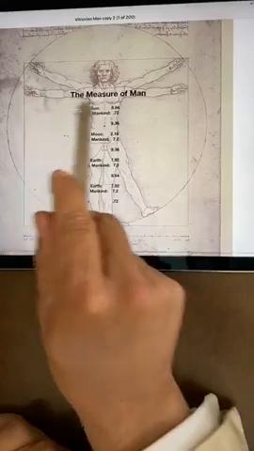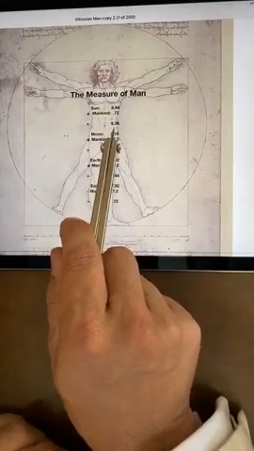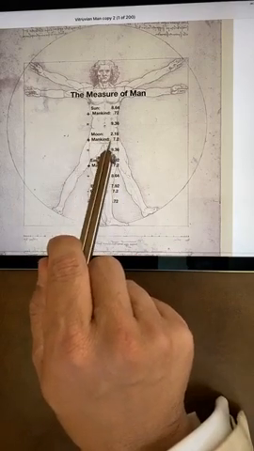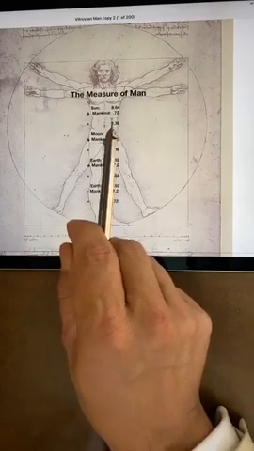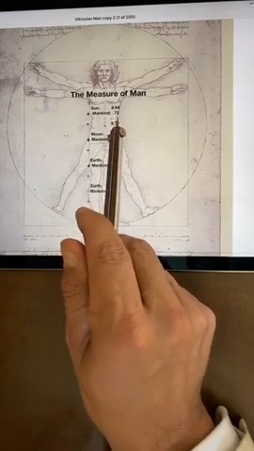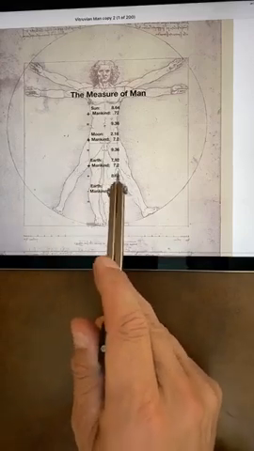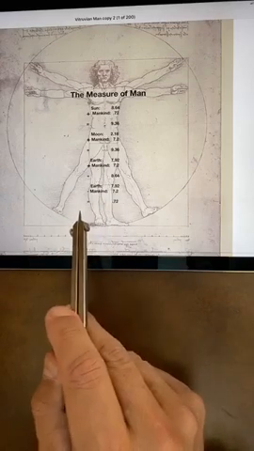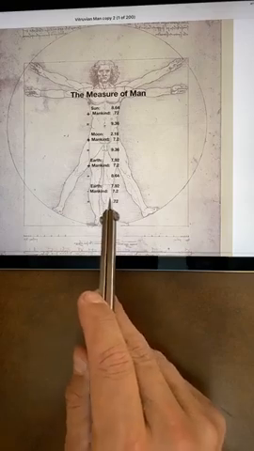So the measure of man, the 72, right? The sun plus mankind equals 936. The moon plus man equals 936, the difference being only the position of the decimal point. The earth plus man equals 864. And the earth minus man, right, equals 0.72.